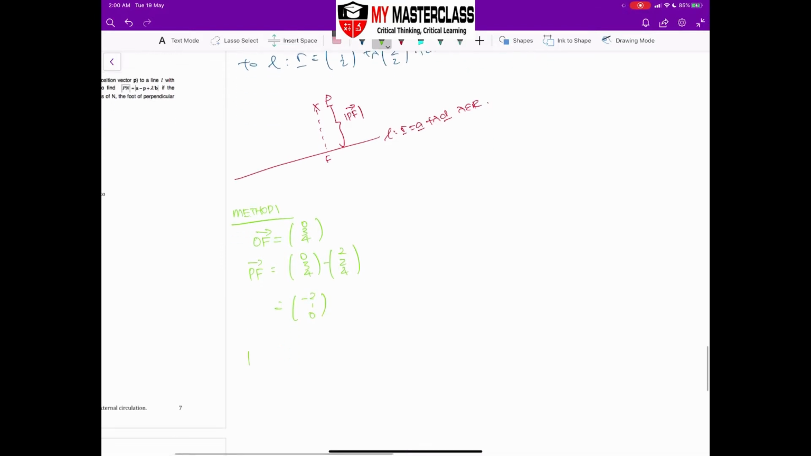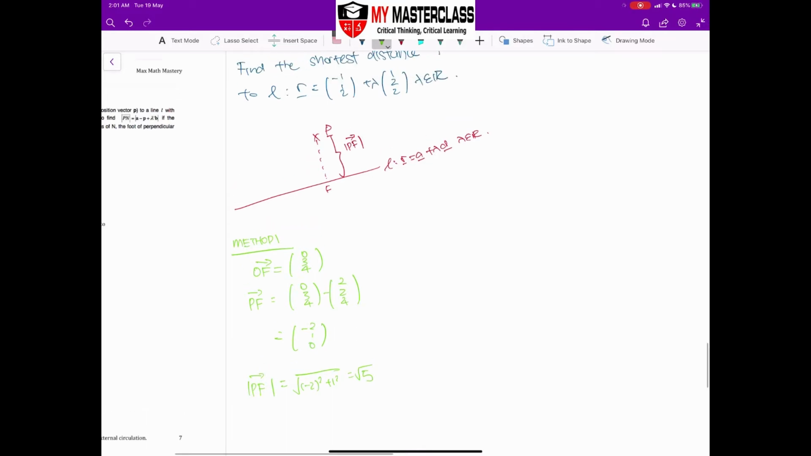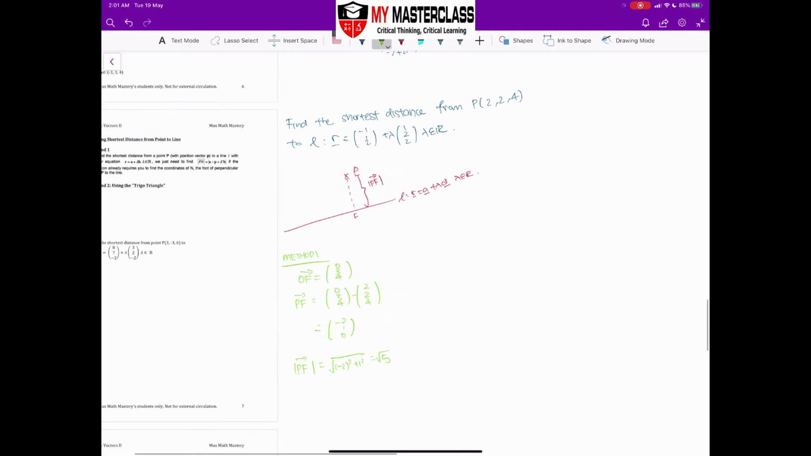Finding the modulus of PF is equivalent to the square root of (-2) squared plus 1 squared, which will give me square root 5. So root 5 will be the shortest distance from the point, which is (2, 2, 4), to the line, which is (-1, 1, 2) plus lambda (1, 2, 2). Of course, this is very easy if you have found your foot of perpendicular.